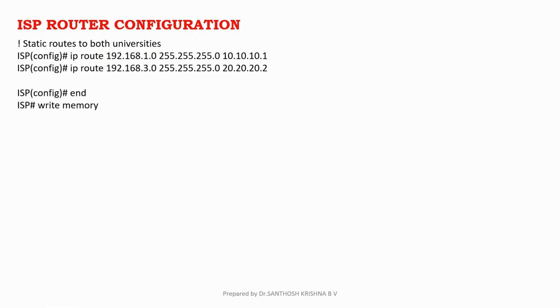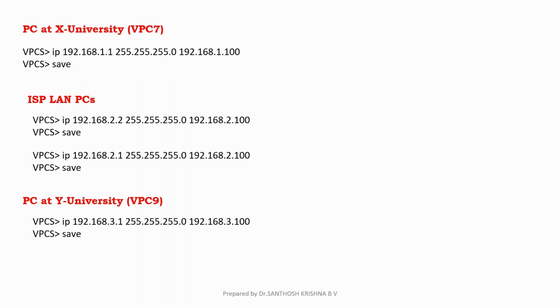So I have two networks connected to the ISP. One is 1.0, the other one is 3.0, and again 2.0 I am not giving here because 2.0 is directly connected to the ISP without any further routers. So I am giving the next hop neighbors there. With that, the ISP router configuration is also done.